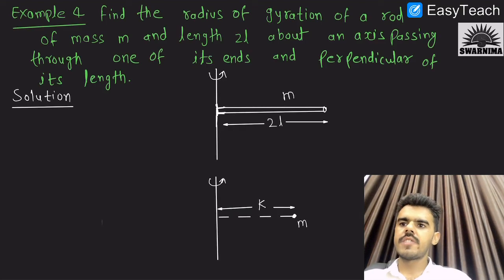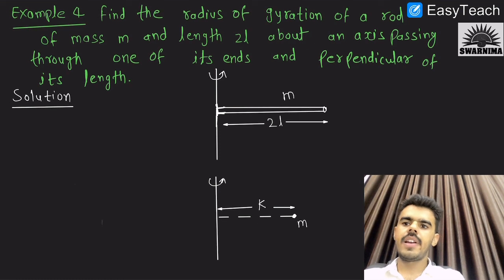And example 4 is: find the radius of gyration of a rod of mass m and length 2l about an axis passing through one of its ends and perpendicular to its length. So this is the rod, the mass of the rod is m and the length is 2l. So we have to find the radius of gyration in this case.